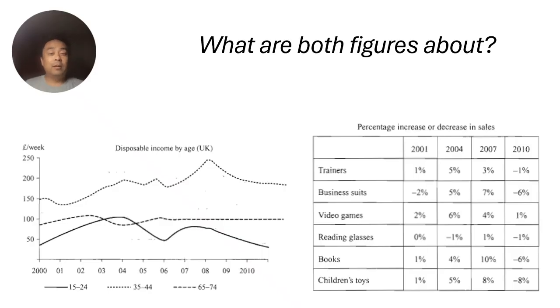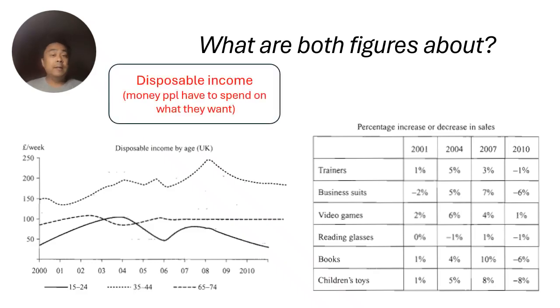Well, this line chart, which is data from the UK, looks at 3 age groups, 15 to 24, 35 to 44, and 65 to 74 years of age. And the y-axis tells us how much money in Great British pounds per week. So what does this mean? Disposable income is the money you have left over after you've paid for rent and bills and etc. This is the money you use to enjoy your life, to buy things.